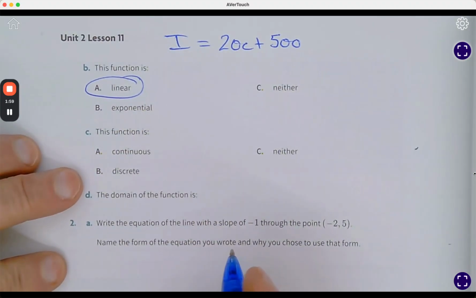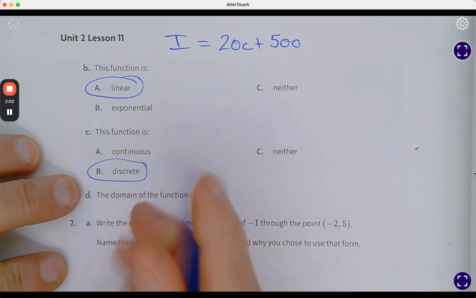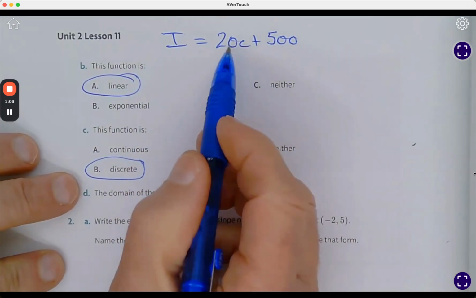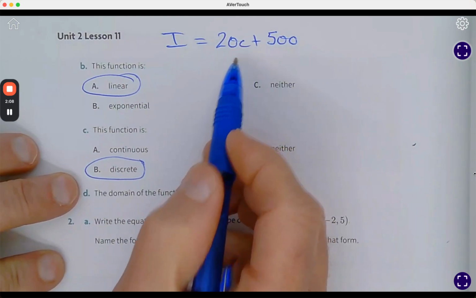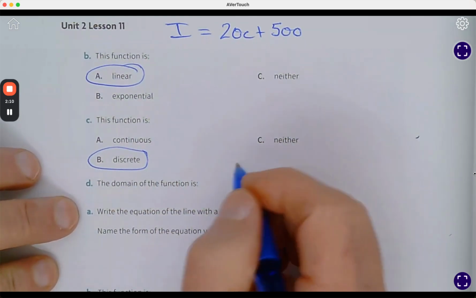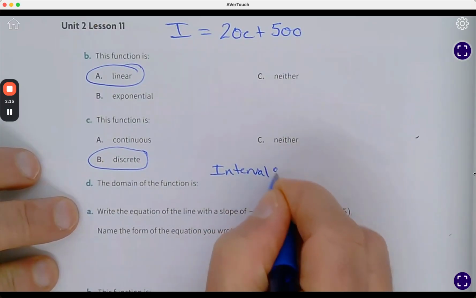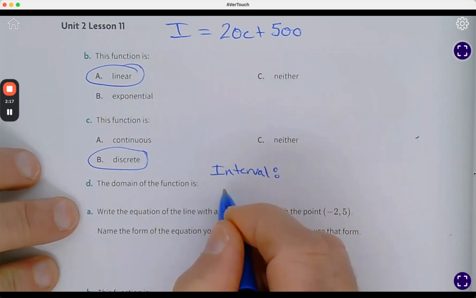This function is discrete. We jump. So when you have things that jump, that's discrete. So we jump by $20 increments. The domain, we're going to do it 2 different ways. We're going to do interval, and we're going to do inequality.